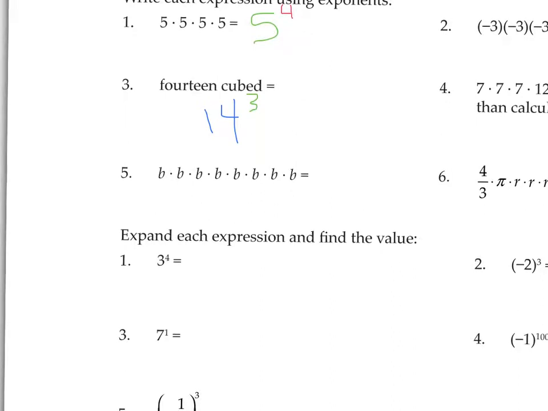On number 5, the base is the variable b. The exponent, how many b's are there? 1, 2, 3, 4, 5, 6, 7, 8. So this is b to the 8th.